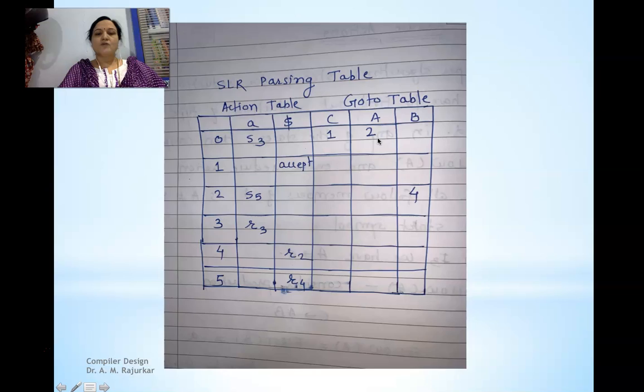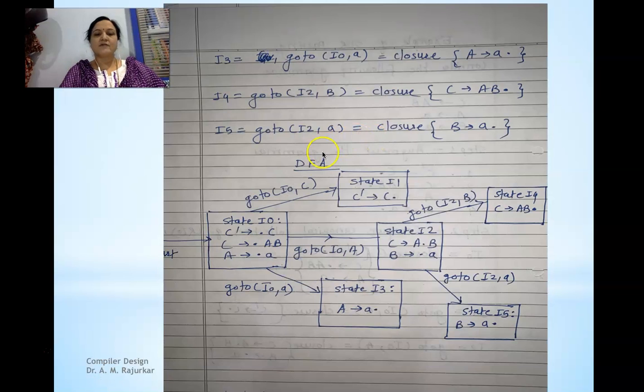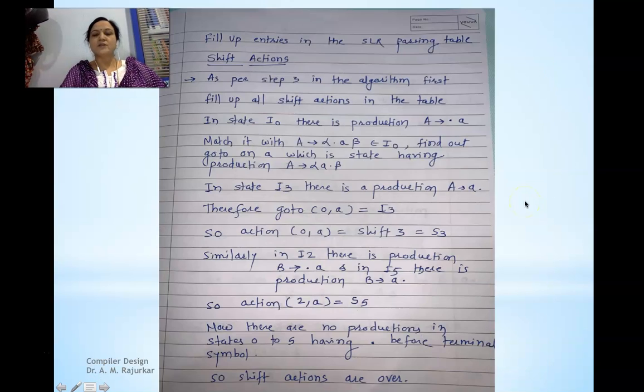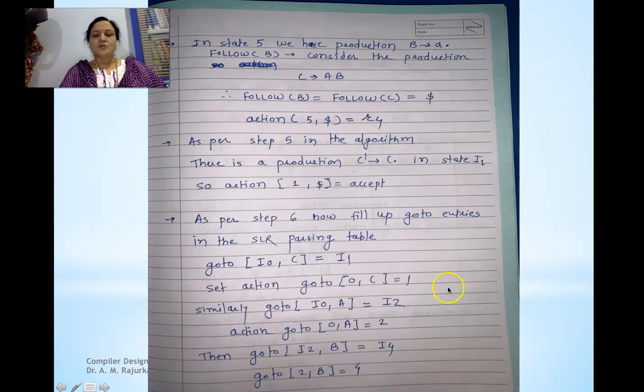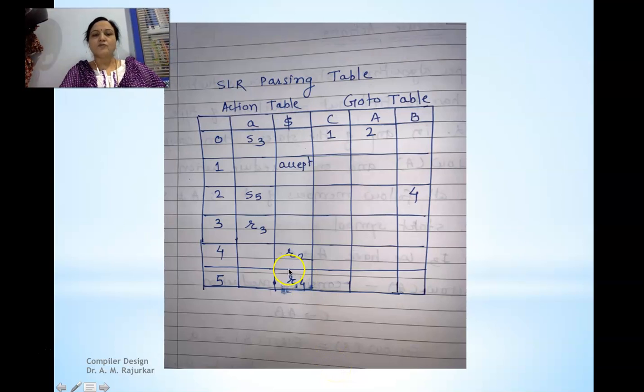Now I0 is over because there is no more production where a non-terminal is after the dot. So check in I1, no, there is no non-terminal after the dot. Check in I2, yes, after the dot there is a B. So where is the transition going? From I2 comma B is going to I4. So this will lead to a go to entry. So go to I2 comma B is going to I4. So the entry will be go to 2 comma B equals 4.